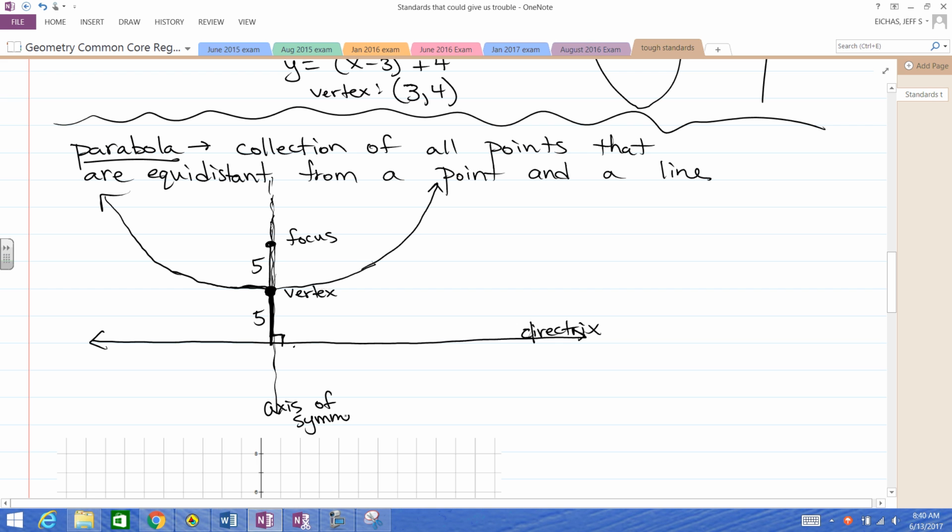This is something new that you didn't know. So this is your axis of symmetry, meaning both sides of this parabola are identical, symmetric. Okay. Now, here's where it gets tricky. If this point is truly on the parabola, it has to be equidistant from the point, the focus, and the line, the directrix.